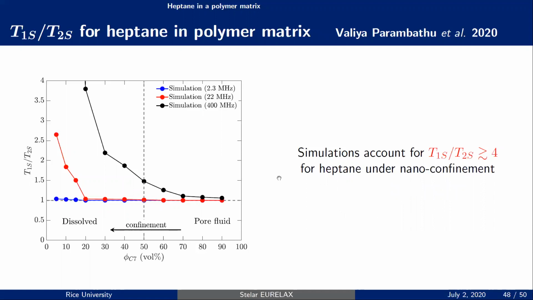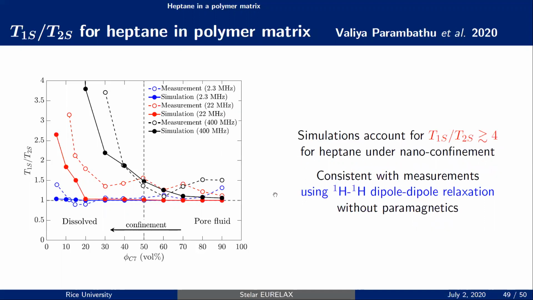And by the way, just to emphasize that the simulation data has been analyzed at multiple frequencies, from 2.3 megahertz to 400 megahertz. And we can now look at the comparison with respect to experiments. And while the quantitative agreement may not be exact, the qualitative agreement is excellent, given all of the issues I mentioned with respect to the polymer viscosity not being exactly right. And again, all of this is emerging just from proton-proton dipole-dipole relaxation, without invoking any paramagnetism.